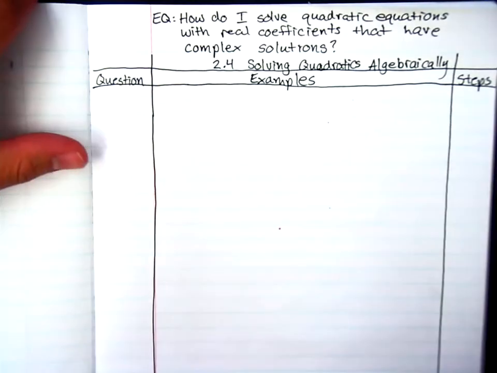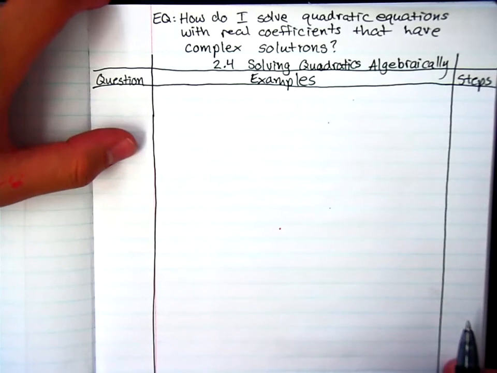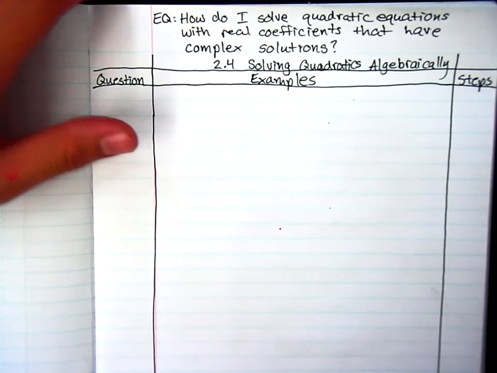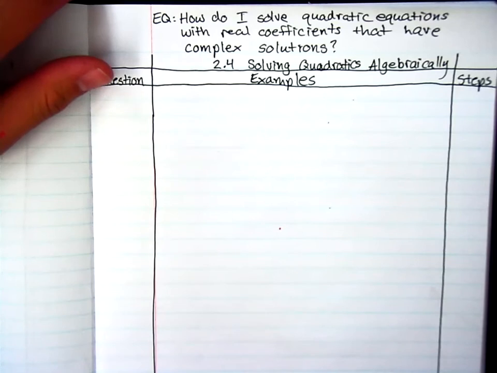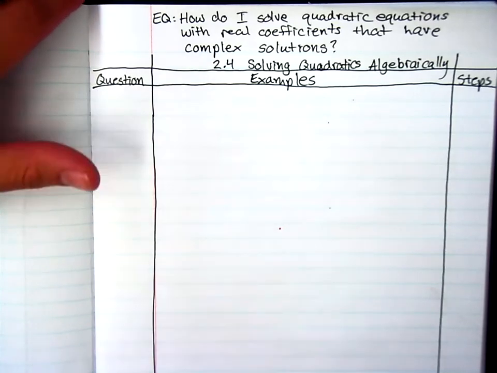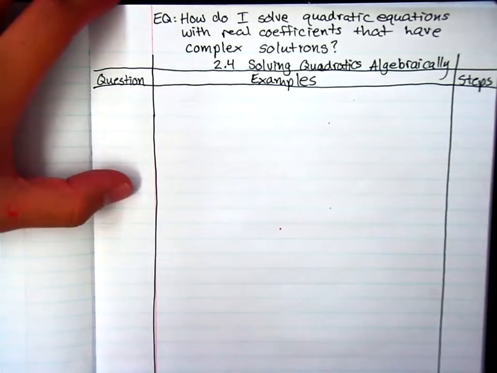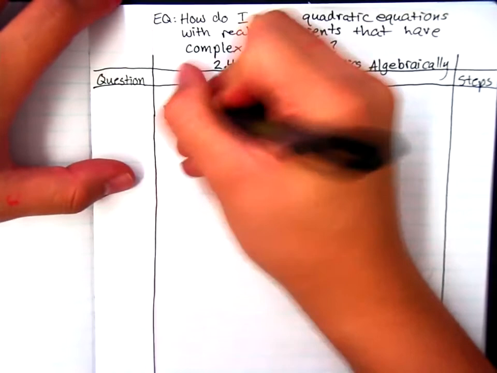Right? So go and write down the essential question: how do I solve quadratic equations with real coefficients that have complex solutions? So I'm going to go over 4 examples today, 2 of which will have real answers with real numbers only, and 2 of which are going to be complex numbers that incorporate imaginary numbers. Okay? So the first one that we want to focus on is finding square roots.